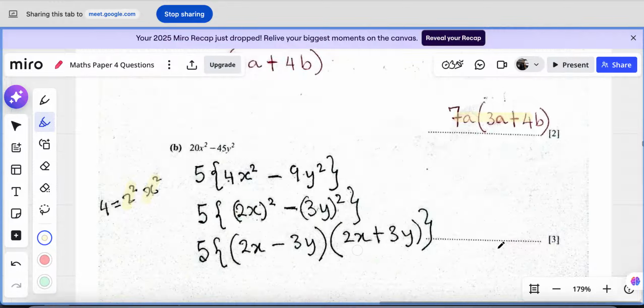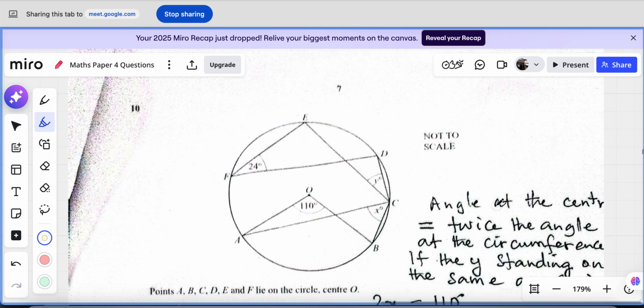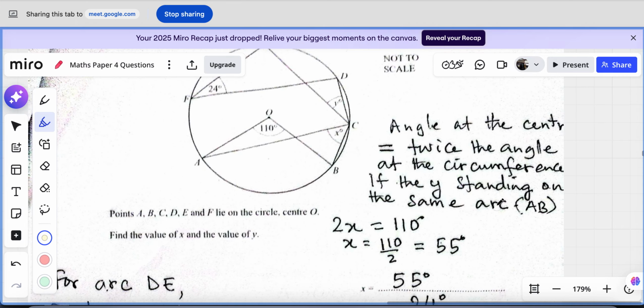If you're able to do this, you get 3 marks. You can see, you get 3 marks for being able to do this. Is that okay? At this point, you can pause the video and try it and solve it and see if you're able to figure it out. Now let's go to the next question, which is question number 10.